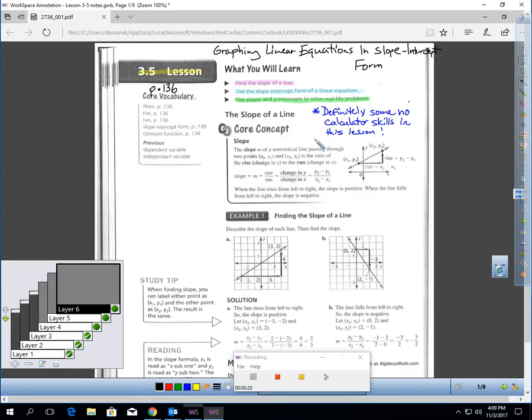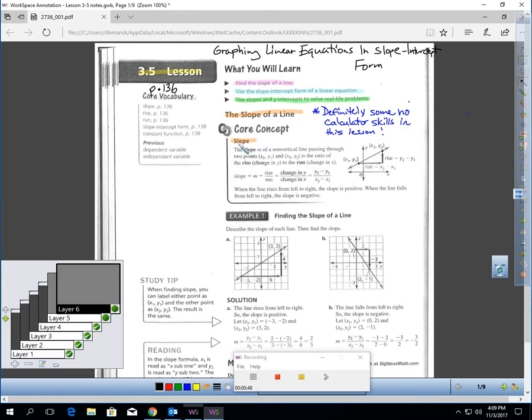There are definitely going to be some no calculator skills taught in this lesson. So when I assess you, the assessment would be no calculator for at least parts of this lesson, if not the entire lesson. So definitely prepare yourself to be able to do some of these things without a calculator.